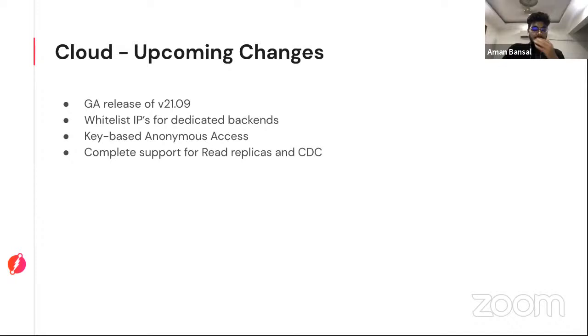The second thing is most of our customers are asking for whitelisting the APIs for their dedicated backend so that their backends are not publicly open, their URLs.